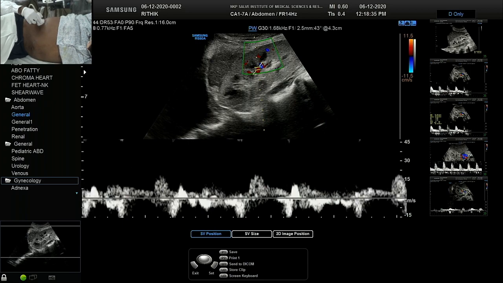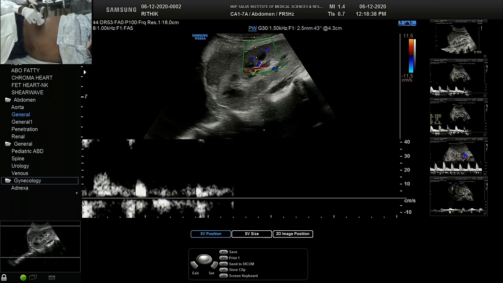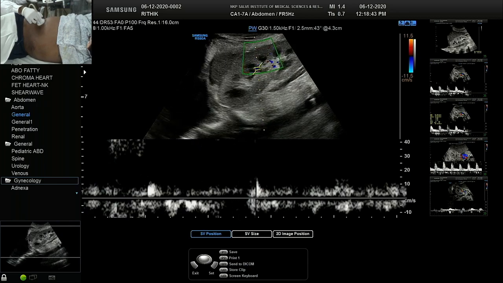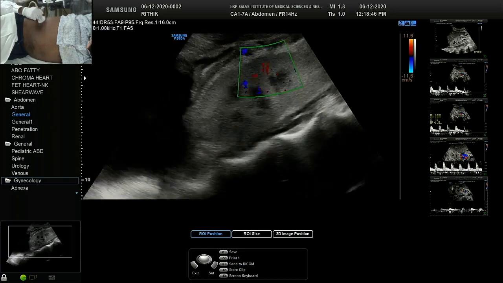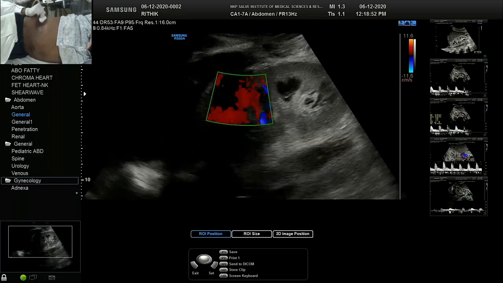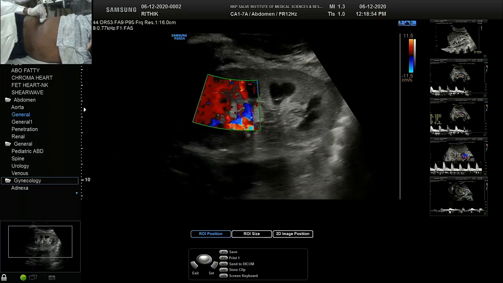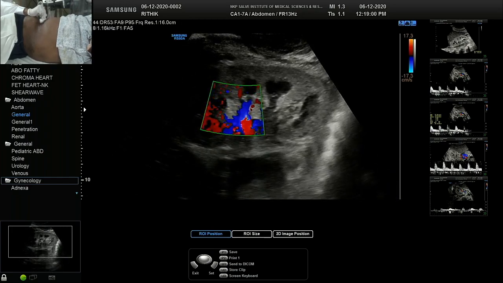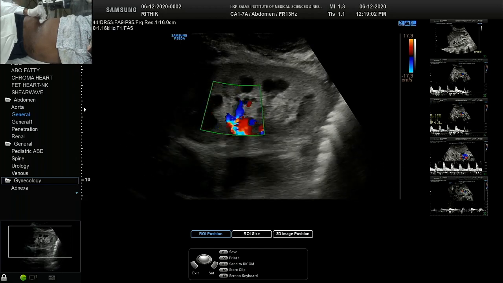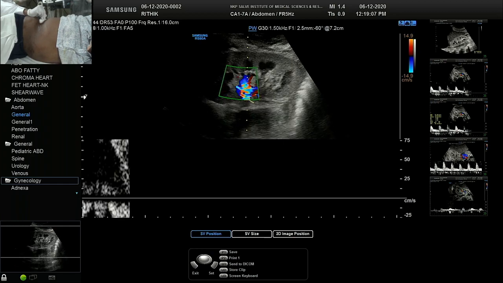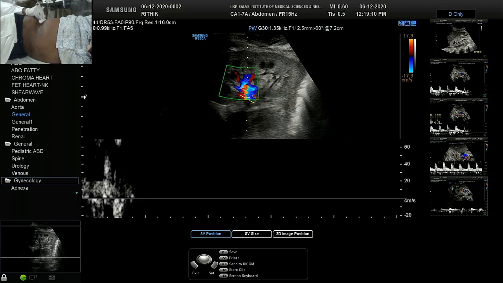As he is breathing, you can see the spectrum coming in between. Only one spectral waveform we are able to see at this. We'll try to see some other segmental. Again, angle correction of the simultaneous, that is of no use because he's just not able to hold breath.